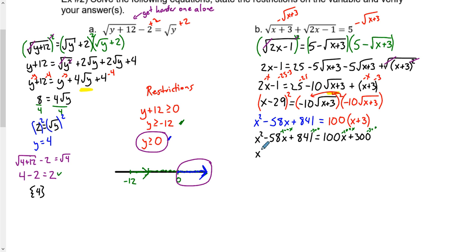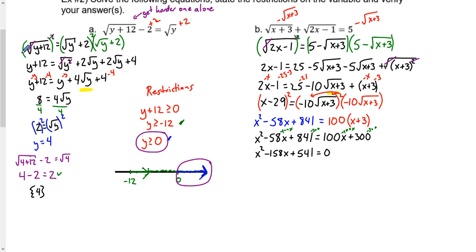So x squared subtracting 158x plus 541. So a product of 541 and a sum of negative 158. Can we do that? The answer is no, we can't actually factor this nicely.